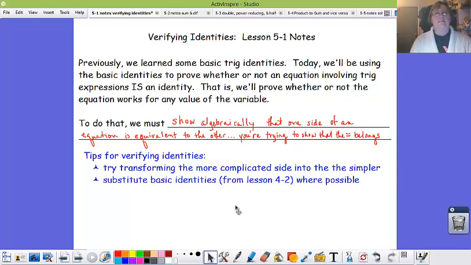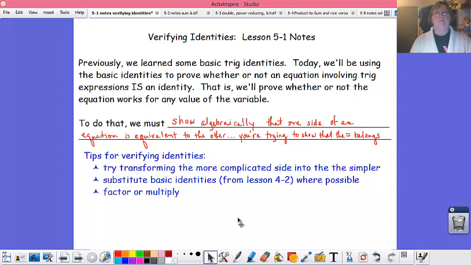A second tip: substitute basic identities wherever it's possible. Folks, we'll remind you of those identities, but remembering things like the cosecant is the reciprocal of the sine, or that tangent is the same thing as sine divided by cosine. If we can substitute basic identities wherever possible, that'll make our job easier.